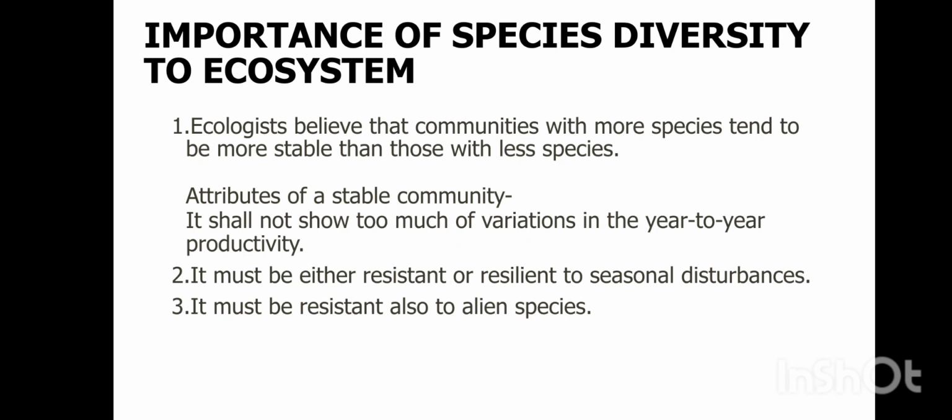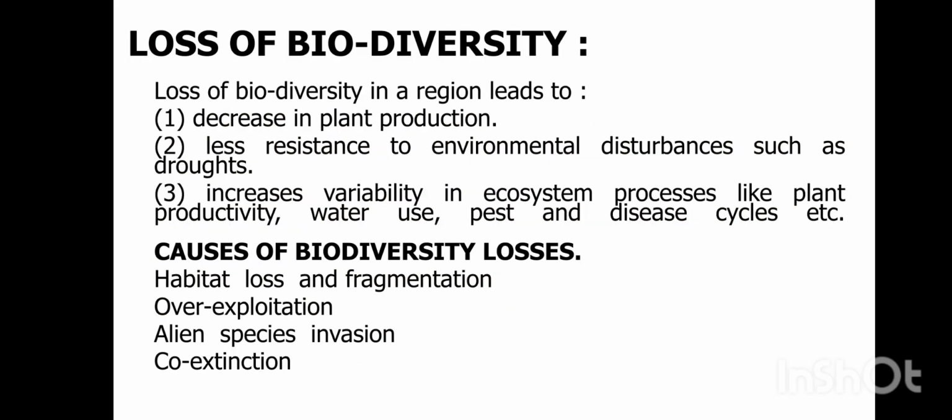Then it must be resistant to alien species, that means the immigrant species, the emigrant species or the entrant. Then loss of biodiversity. The loss of biodiversity leads to a decrease in plant production, less resistance to environmental disturbance, and increased variability in ecosystem processes like plant productivity, water use, pest and disease cycles, etc.